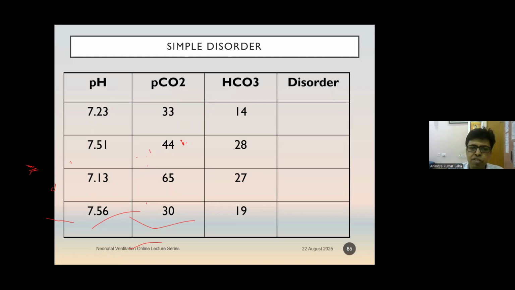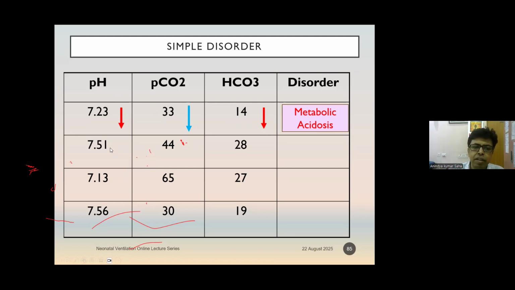So it is acidosis. In which case is it less than average? 14 is less than average. So it is primarily metabolic acidosis. But in these cases, PCO2 is also lower, so the change is in the same direction. So it is a simple acid-base disorder, simple metabolic acidosis.